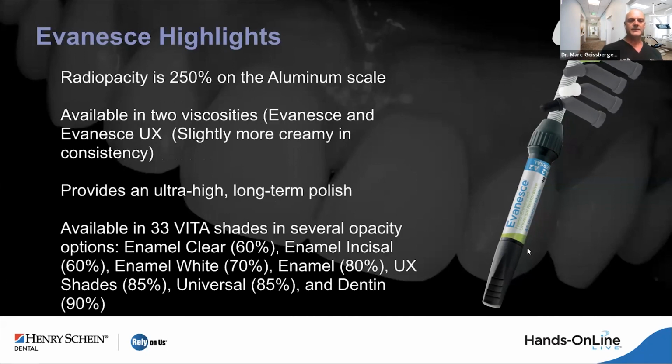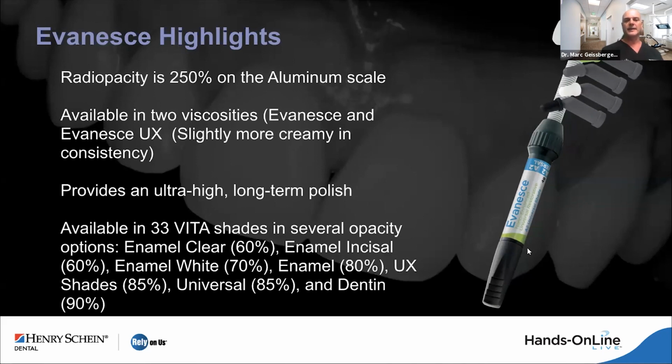But the neat thing about this composite is it's available in lots of different opacities and shades. Now, those are 2 different things. Opacity has to do with the amount of translucence that occurs through the material, where the shade is simply the color.